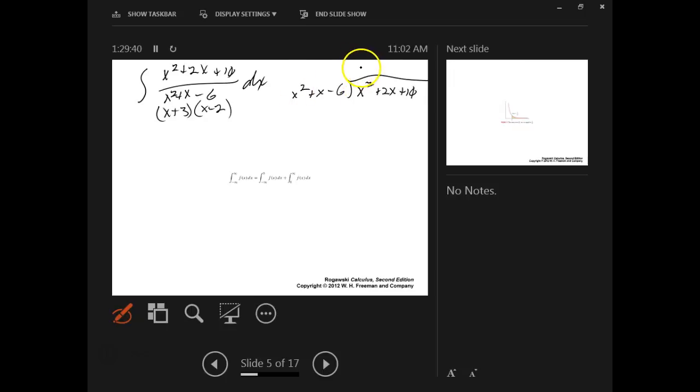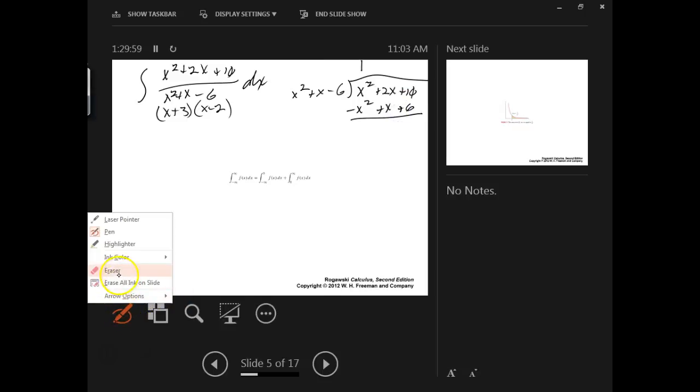So x squared will go into x squared how many times? 1. And then we do what? Multiply. x squared plus x minus 6. And then I like to change signs and add. Make that minus, plus at the end, and minus in the middle. Okay? And add, and what do you get? The x squareds go out. You're left with the x plus 16. Right?